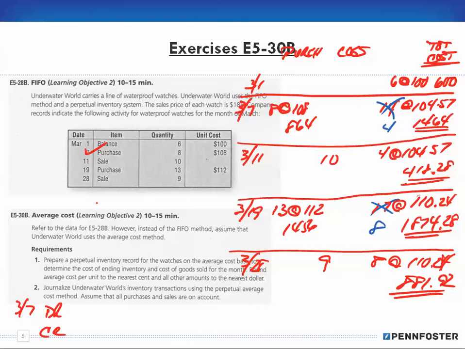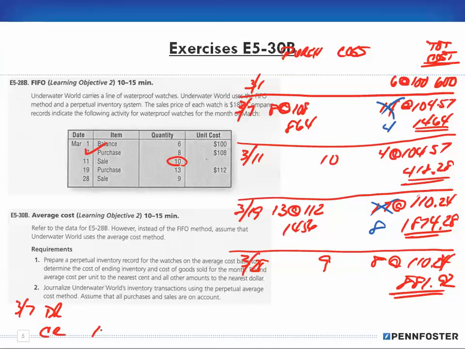Okay, so now we're making a sale. We're selling 10 at 185, and we're doing it on account, so that's accounts receivable, and the sale was 1,850. I'm going to credit my revenue for 1,850. If you go back and watch the other videos, you'll notice that stays the same. That doesn't change.